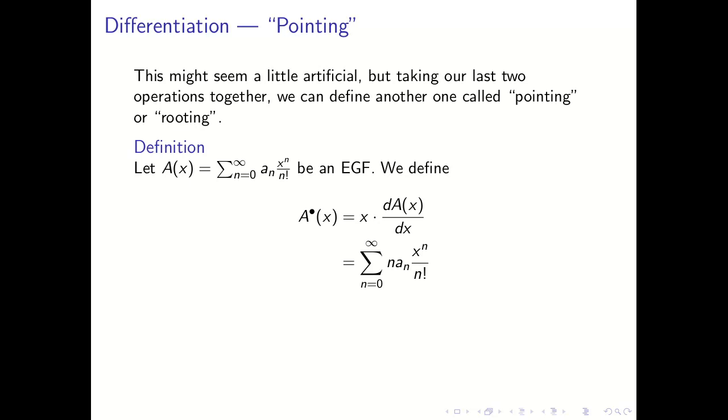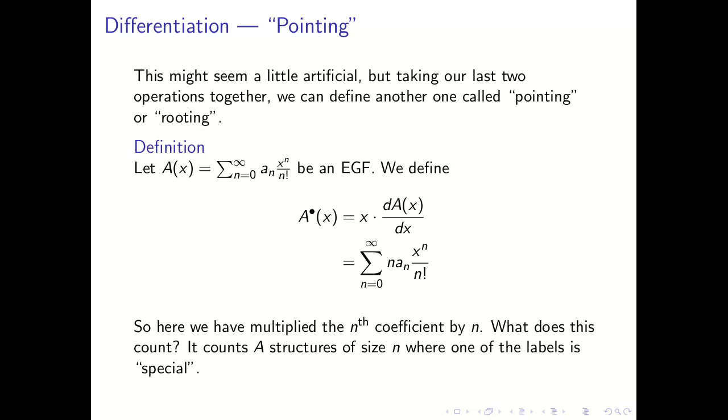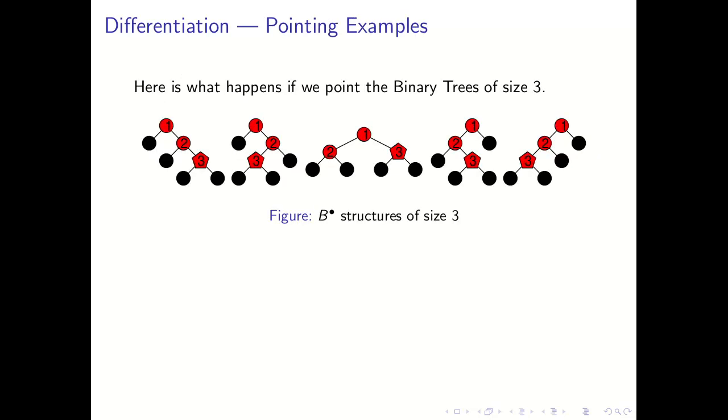And we need to ask the same question. Well, what are we counting now? What does n times a sub n count? Well, this doesn't seem too bad, right? It's the a structures of size n, but we also have this additional choice to make from n, and so we can think of that as marking out one of the labels as special. So here's a picture. This is what happens if we point a binary tree of size 3. I have labeled it 3 in all of these examples. It needn't be 3, but I've marked them all with a pentagon to show that they're special.